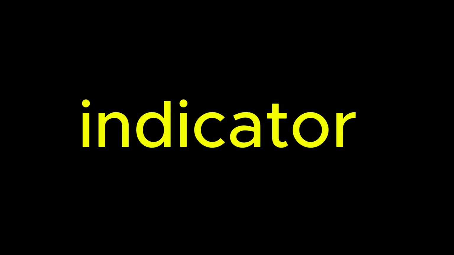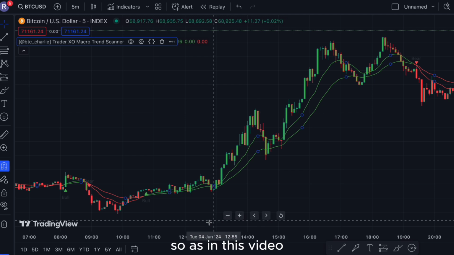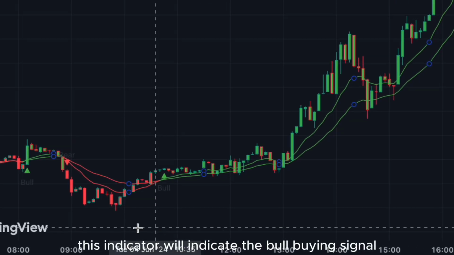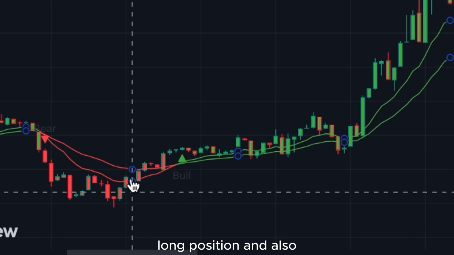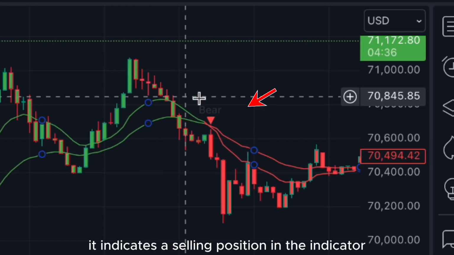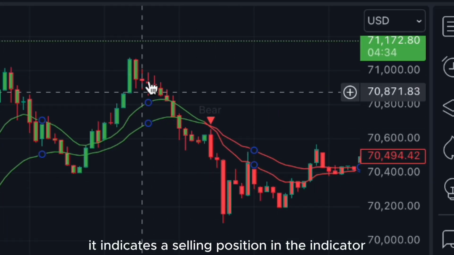This video will show you one easy and powerful indicator. As you can see in this video, this indicator will indicate the bull buying signal or long position, and it also indicates a selling position.